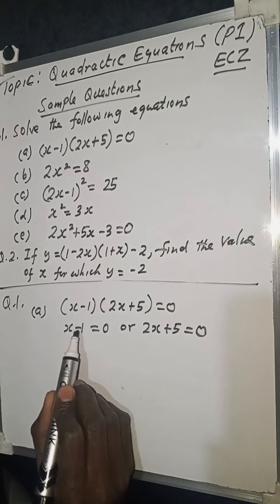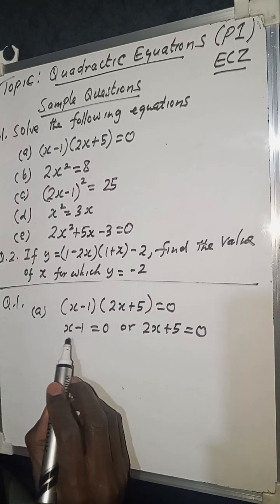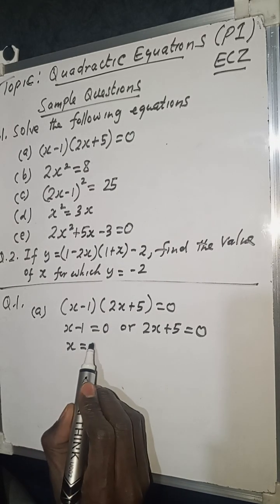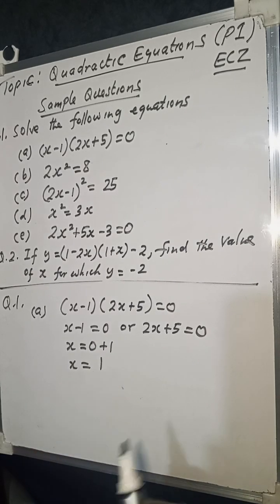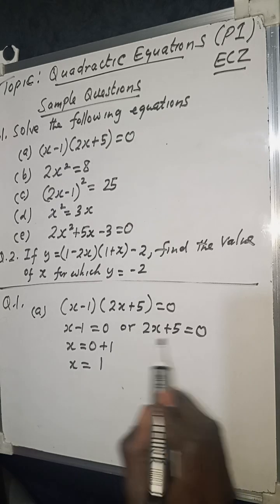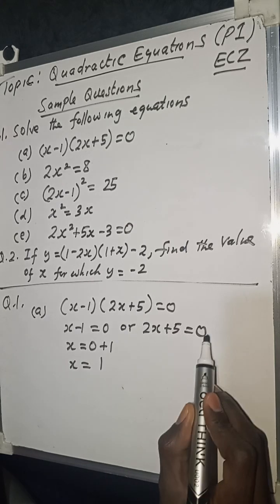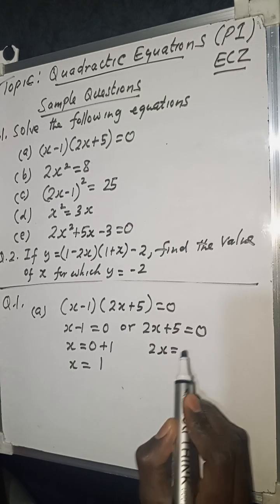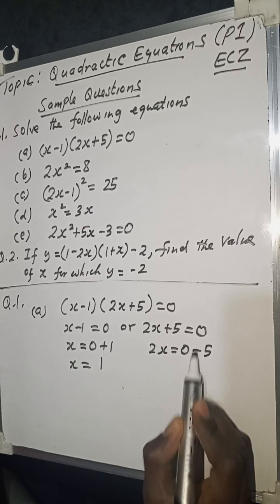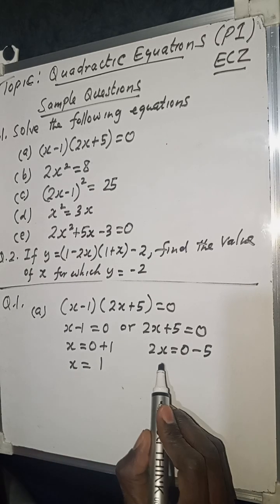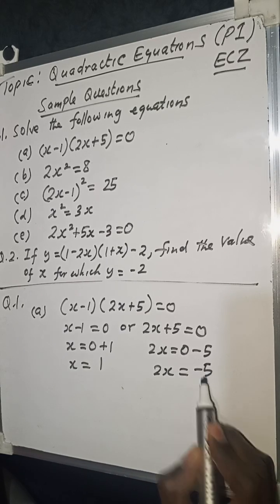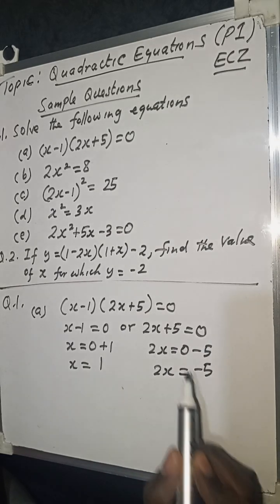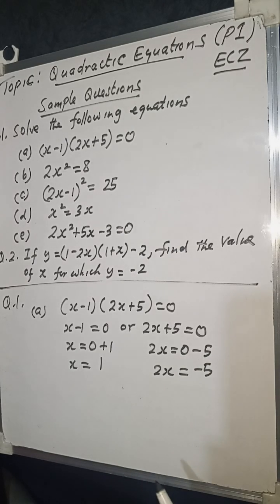So we're collecting like terms. This one, when it crosses the equal sign, x will be equal to 0 plus 1. So therefore my x is going to be 1. What about this side? Of course, you work it out with like terms. When it goes that side, it will be 2x is equal to 0 minus 5. But if you want, you could have ignored the 0 there. So it will be 2x is equal to negative 5.